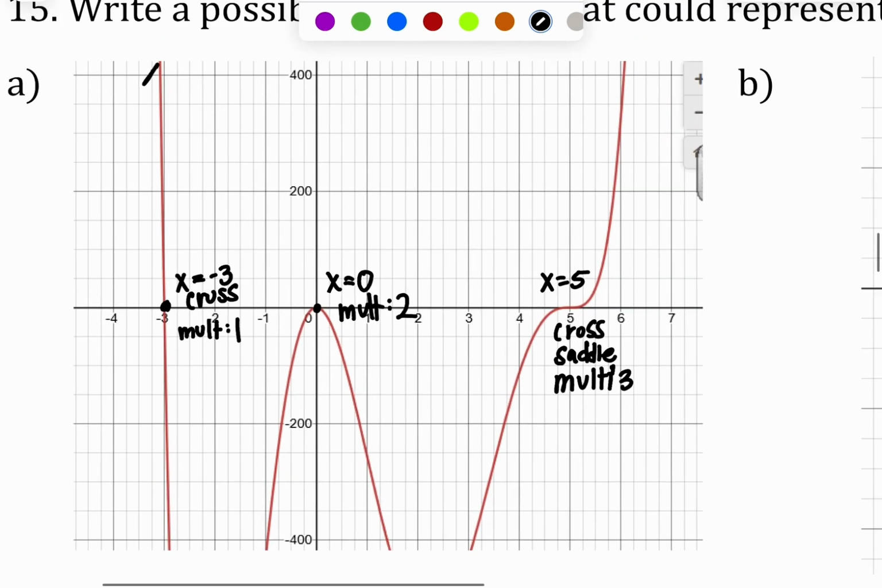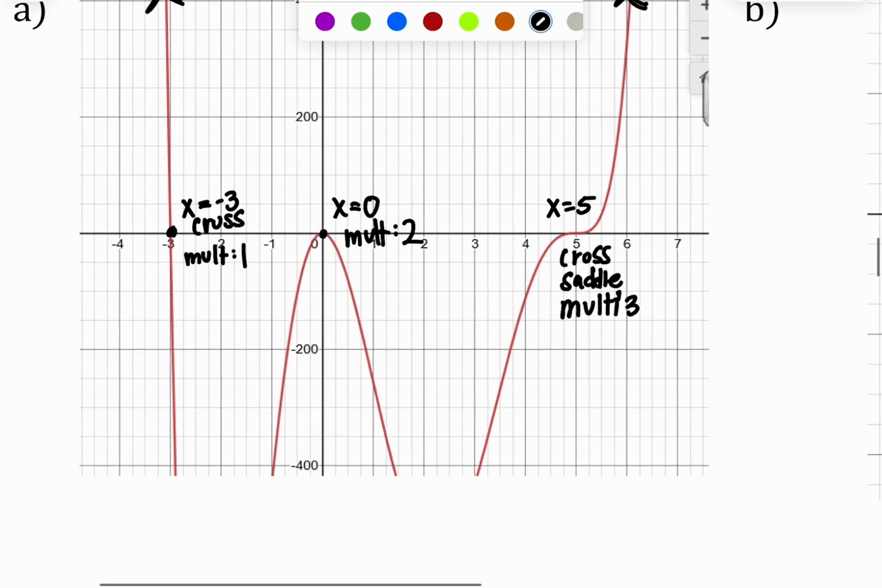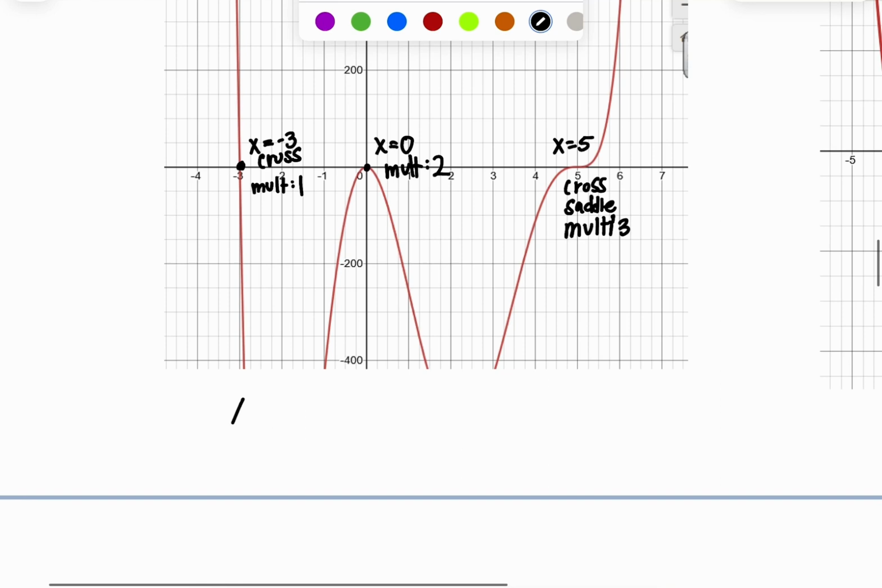And we can see that it has an even degree because it's going upwards on both sides. And it's going to be positive because it's going upwards. So we got to make it positive.